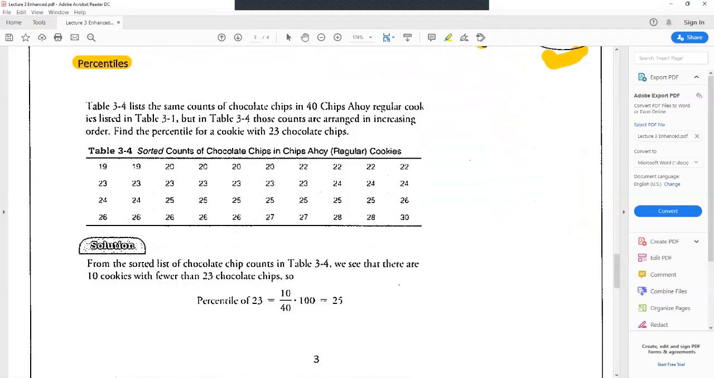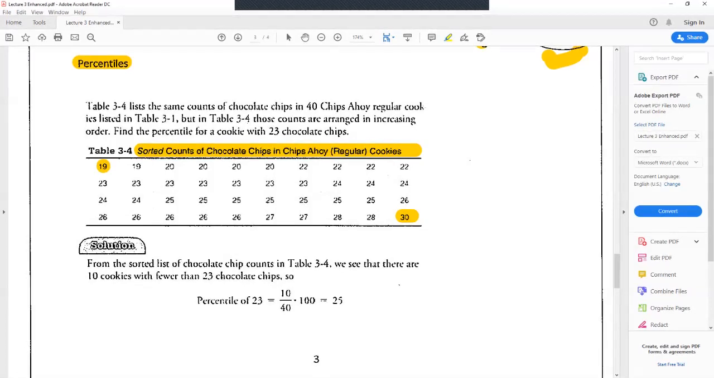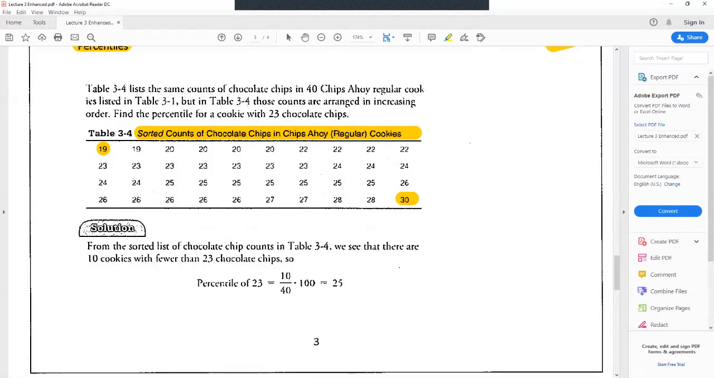So let's look at this table here. I guess some researchers have counted the number of chocolate chips inside of the Chips Ahoy cookies, right? And they were nice enough in the table to arrange these from the lowest number of chips, 19, to 30. So we had two cookies with 19 chips, and we had 1, 2, 3, 4 cookies that had 20 chips, and so on. One cookie had 30, right? The highest. That's the one I would want. But anyway, we would like to know the 23rd percentile.